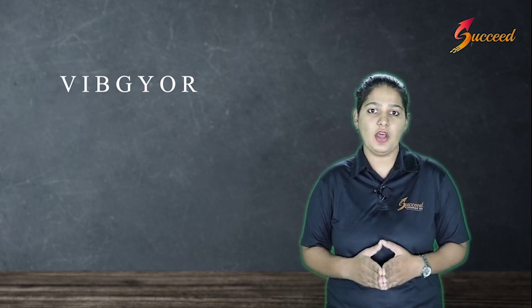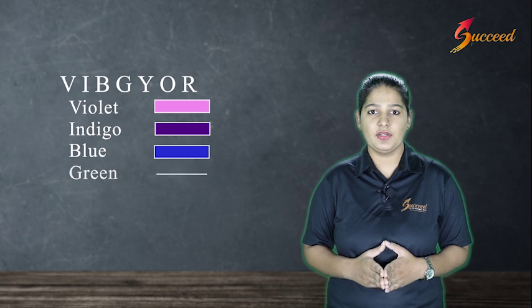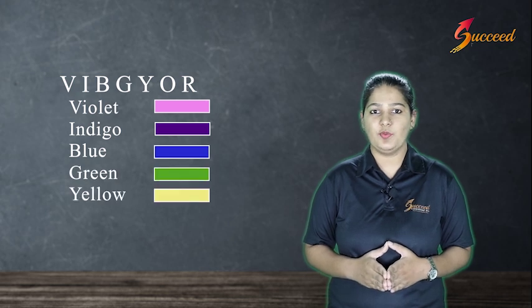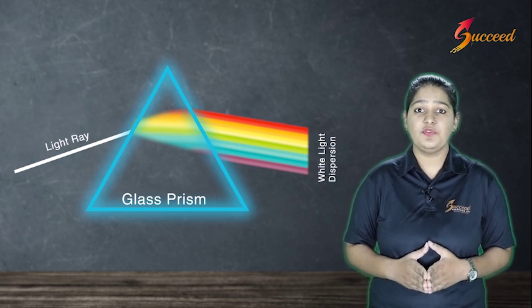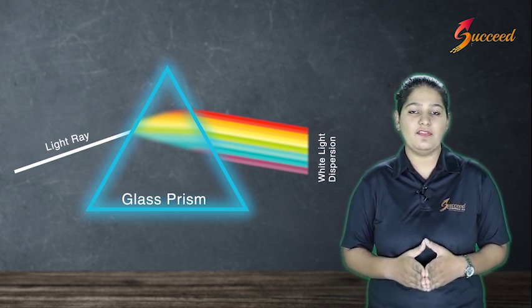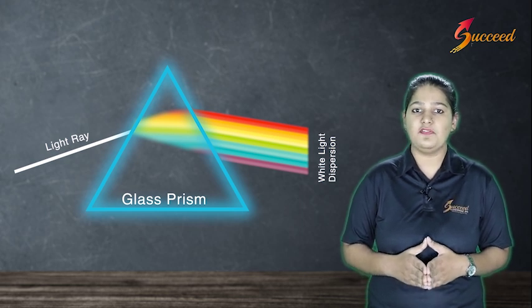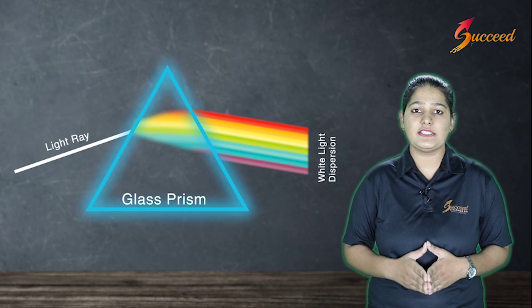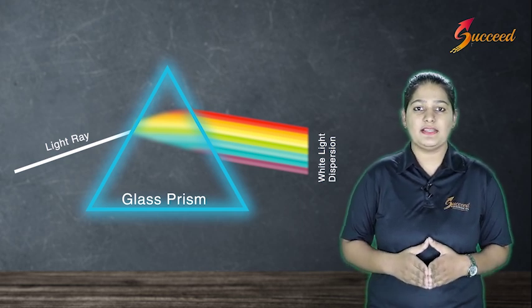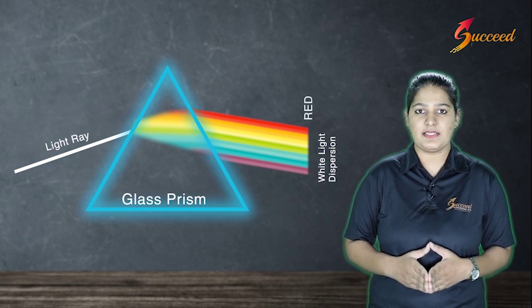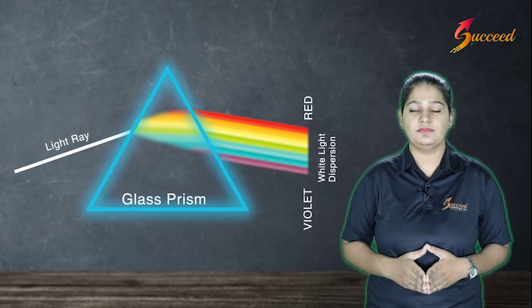And what is this Vibgyor? Violet, indigo, blue, green, yellow, orange, and red. This band of 7 colors, which is formed due to splitting of white light, is called a spectrum. And the phenomenon of splitting of white light into bands is called dispersion of white light. You must note that the red color bends the least, whereas the violet color bends the maximum.